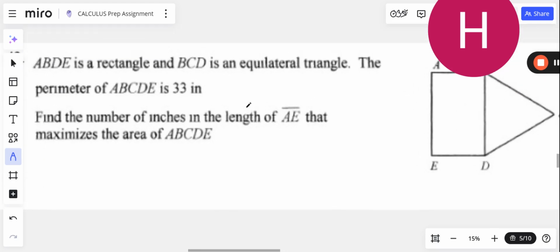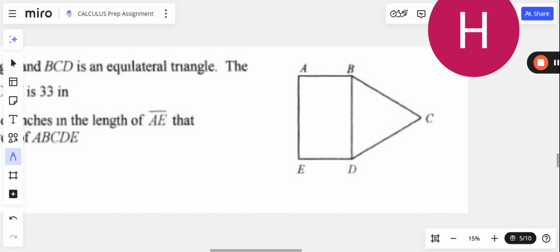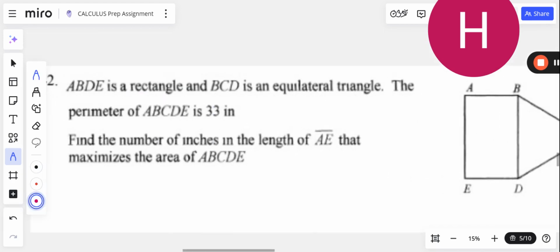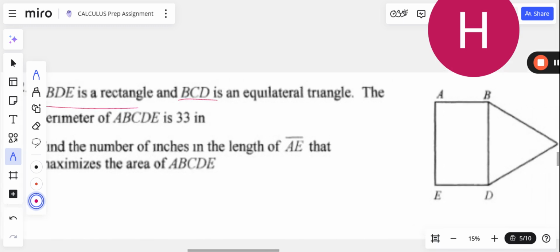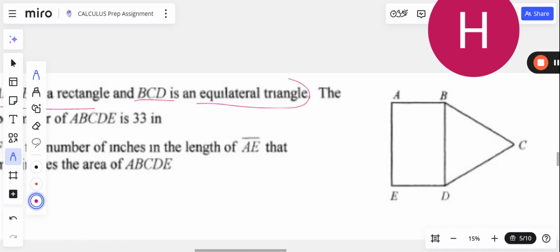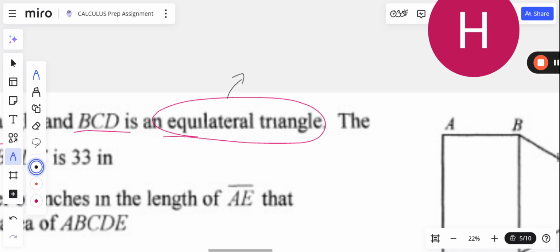So here you can see we have this five-sided shape, almost like a house, where we have ABD as a rectangle, BCD is an equilateral triangle. We talked about this. If we have an equilateral triangle, it is also an equiangular triangle. All side lengths are the same, and all the angles are the same.